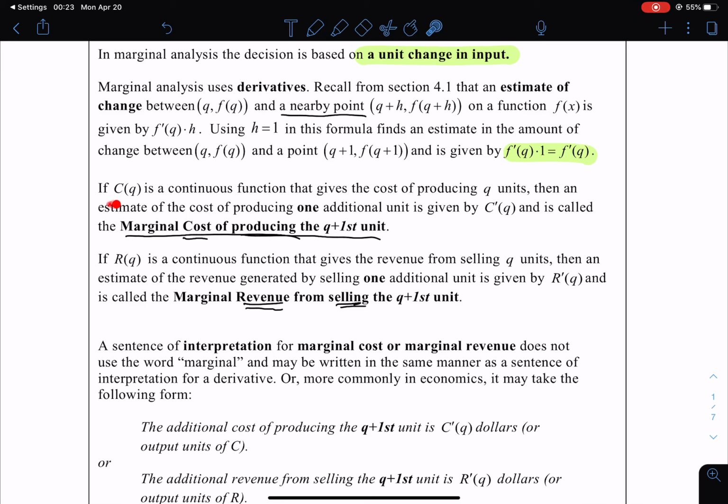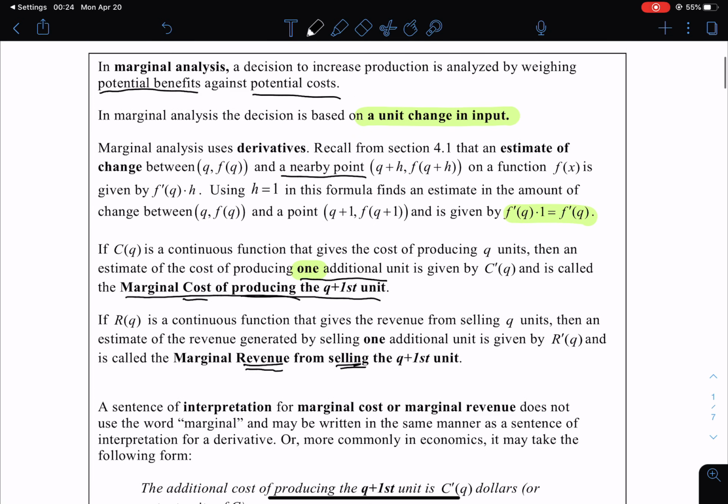So the first function, C of Q, is a continuous function that gives the cost of producing Q units. So this function means, when the input value is Q, that means producing Q units, and the corresponding output, the output variable, is actually the cost. So now we know what the function C of Q is. Then an estimate of the cost of producing one additional, so this is the keyword, one additional. It must be 1. It cannot be 2 or 1.5. So this is still from 1 unit change. So it must be 1 additional unit. It's given by C prime of Q.